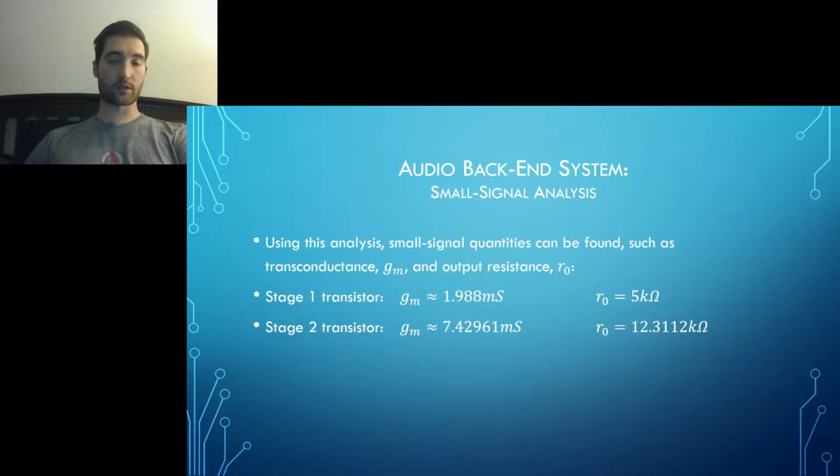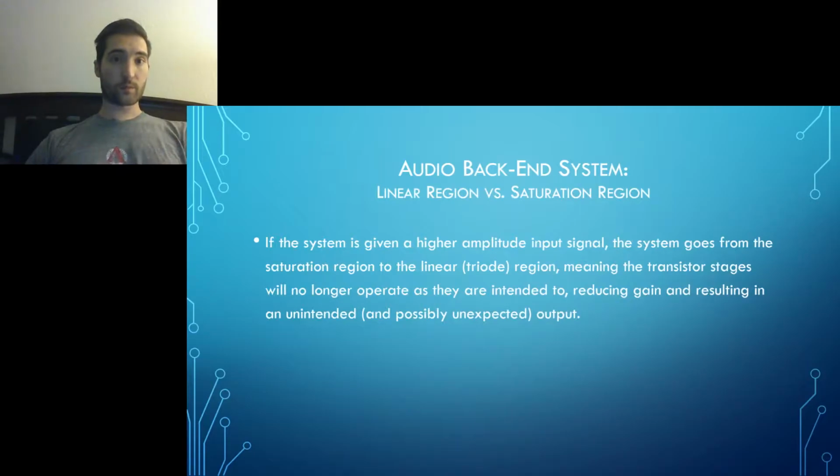Analyzing the circuit with small signal analysis, you can also find the small signal quantities, transconductance and output resistance, for each transistor. Interestingly, the transconductance of the second transistor, the stage 2 transistor, is much higher than the first one, which means that the output to input ratio for current through the transistor is very high, and we'll get to what that means in a couple of slides.